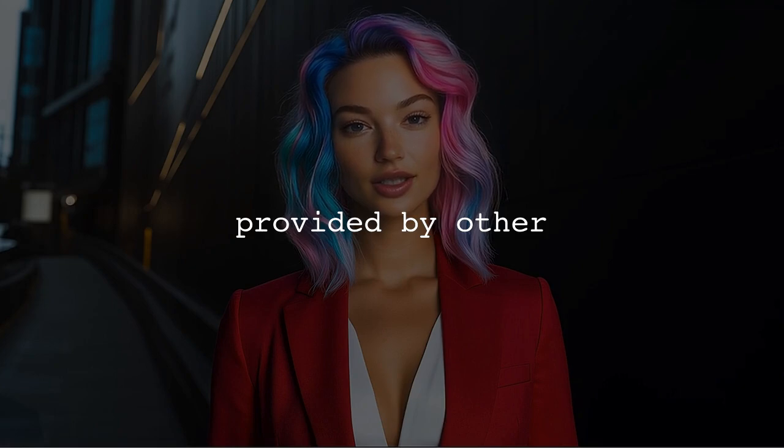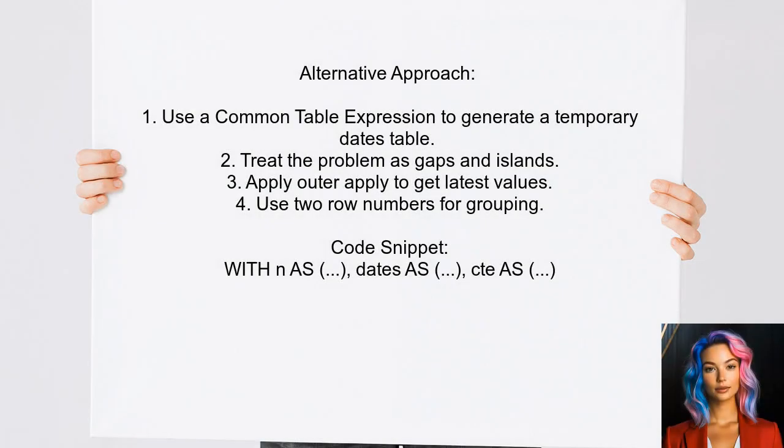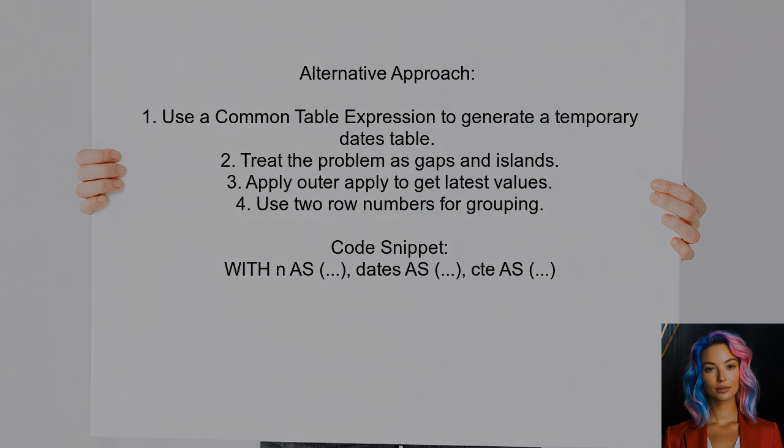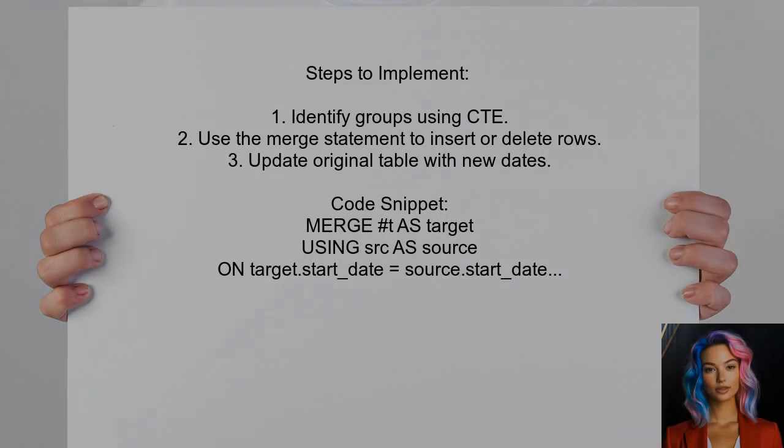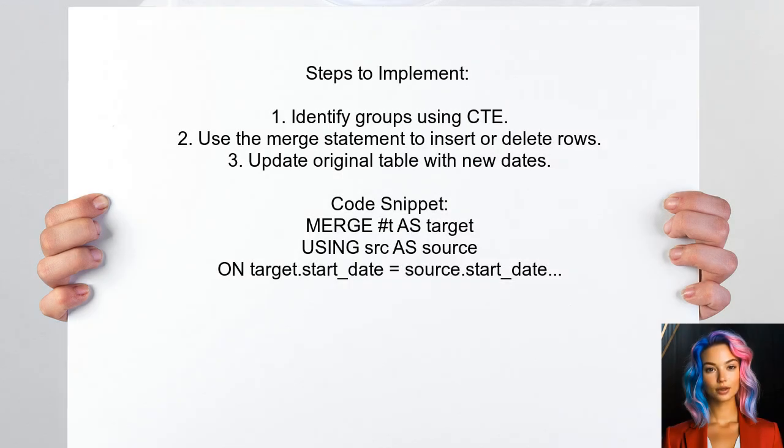Now, let's look at the answers provided by other users. An alternative approach to dividing rows with dates in SQL Server 2014 involves using a temporary dates table generated by a common table expression. This method treats the problem as a gaps and islands scenario. By applying outer apply to get the latest start date and gross sales price, you can identify groups for reaggregation using two row numbers. After identifying the groups, you can insert or delete rows using the merge statement.